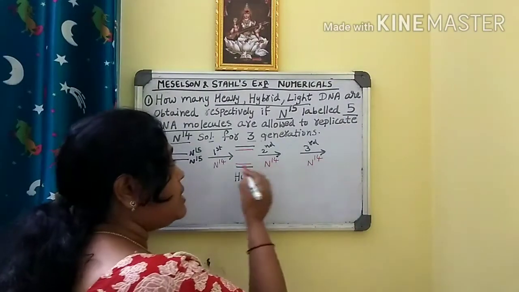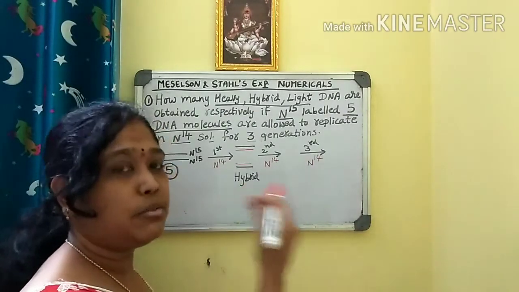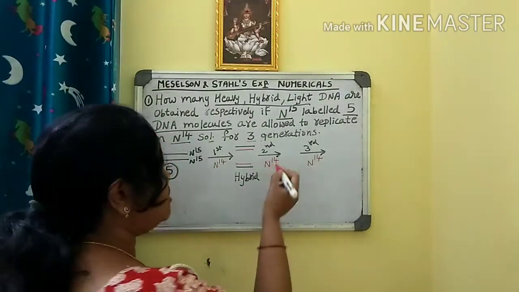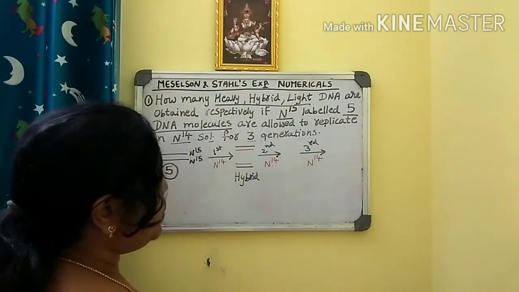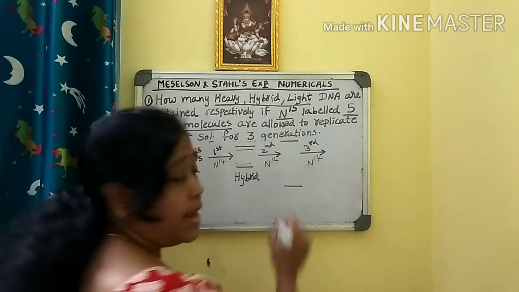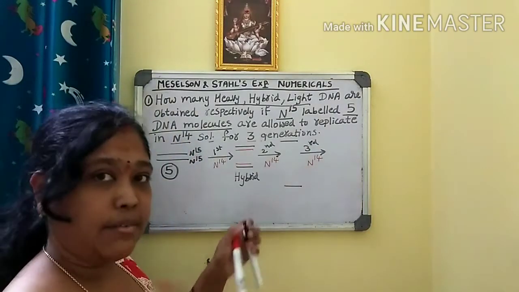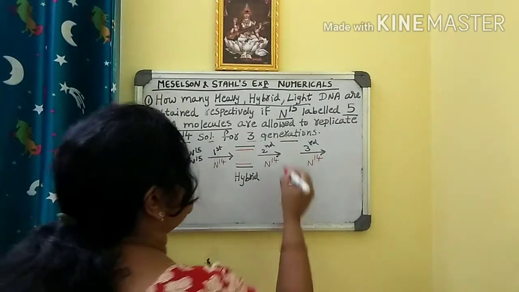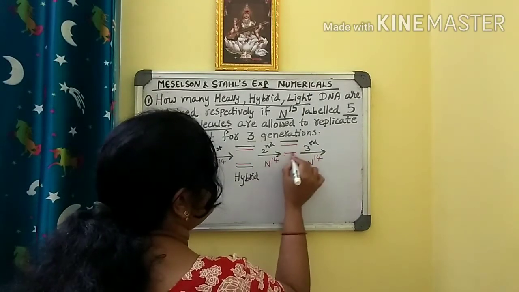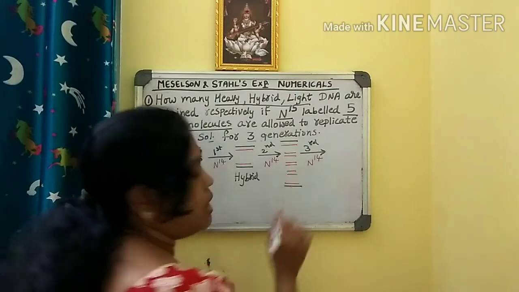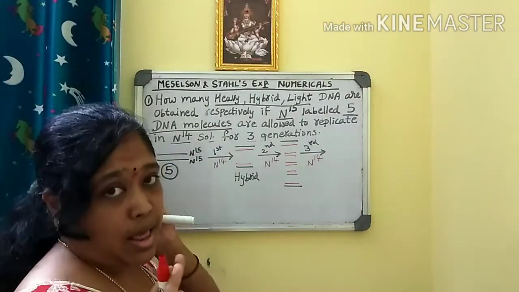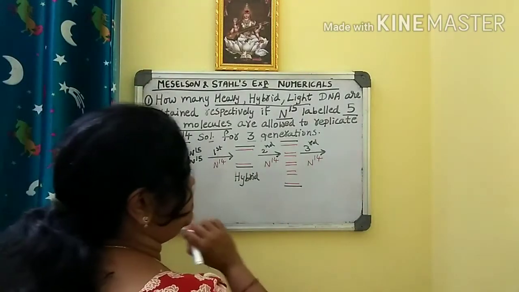And again this hybrid type is replicated in N14 solution. Then what do you get in this? The parental strand will remain the same, and whatever you get in the rest, all of it will be of N14. How many? All will be of N14 type only.